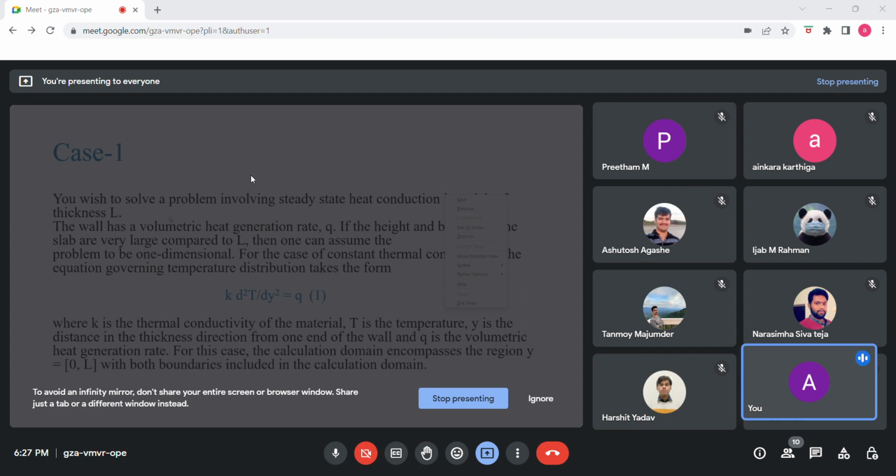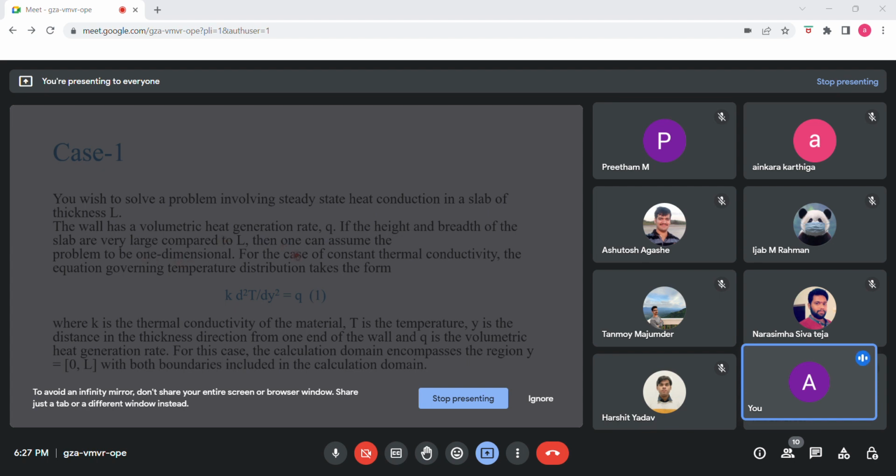The wall has a volumetric heat generation rate Q, and it is mentioned that the height and breadth of the slab are very large compared to L. That is, its thickness is very small compared to its height and breadth. So we can assume the problem to be one dimensional.